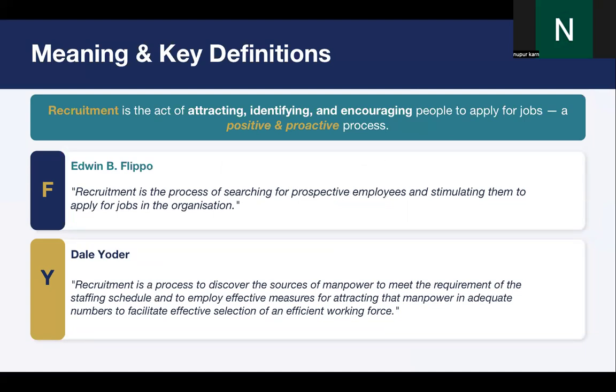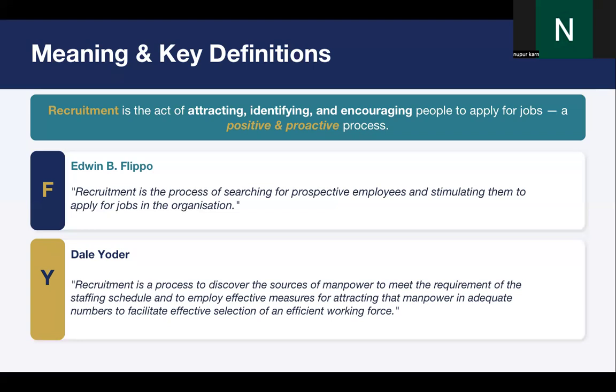Now we will see the definitions given by scholars. According to Edwin B. Flippo, recruitment is the process of searching for prospective employees and stimulating them to apply for jobs in the organization. And according to Dale Yoder, recruitment is a process to discover the sources of manpower to meet the requirement of the staffing schedule and to employ effective measures for attracting that manpower in adequate numbers to facilitate effective selection of an efficient working force.